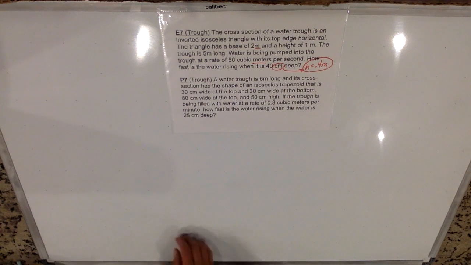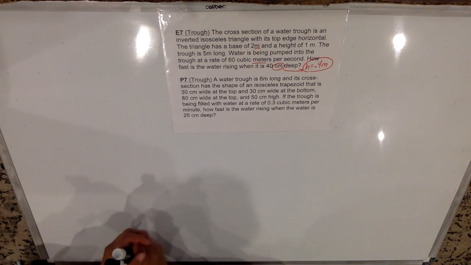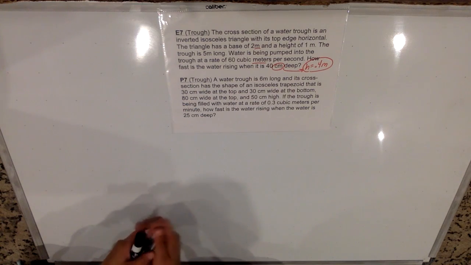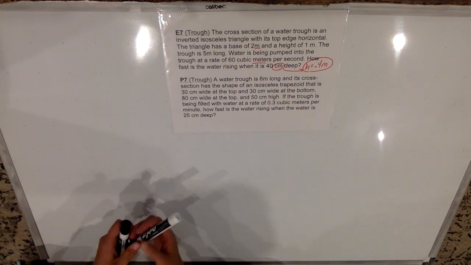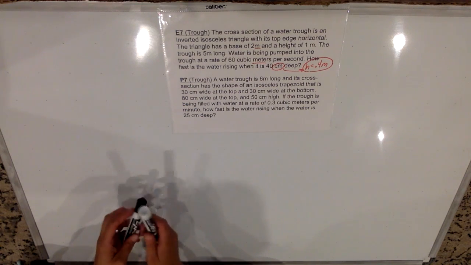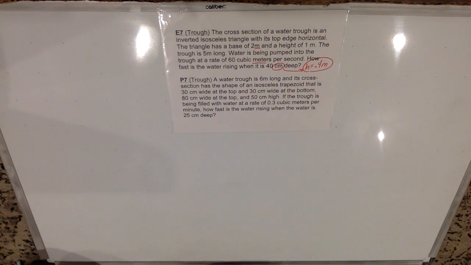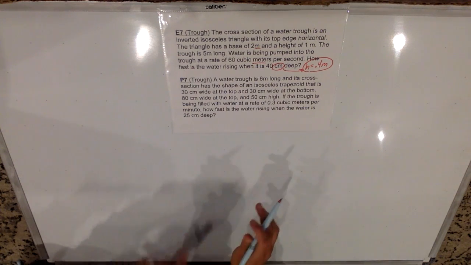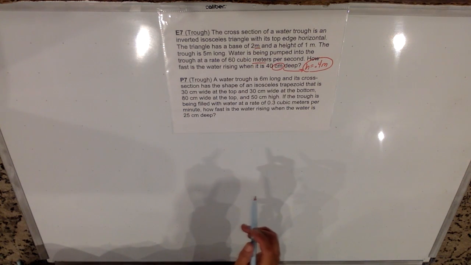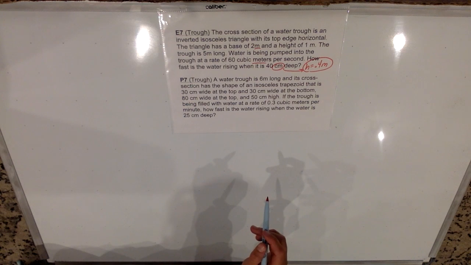All right, so I'm going to read you P7, and you can pause me at any point and go ahead and try the problem. A water trough is 6 meters long, and its cross-section has the shape of an isosceles trapezoid. It is 30 centimeters wide at the bottom, 80 centimeters wide at the top, and 50 centimeters high.